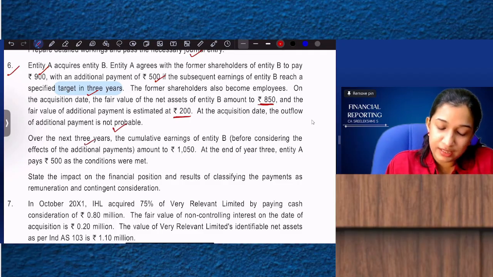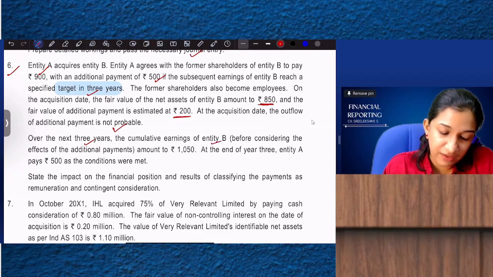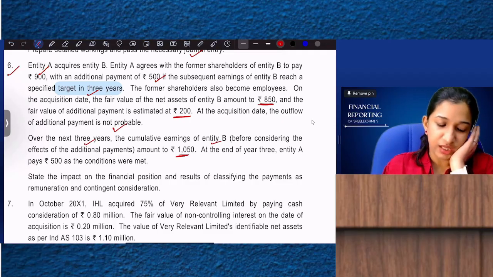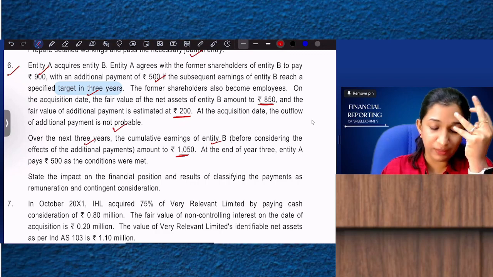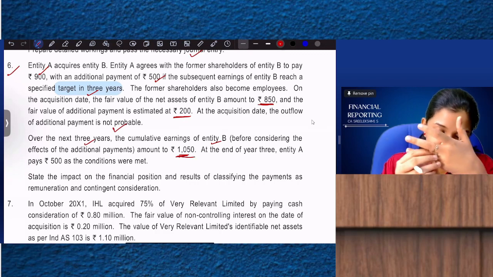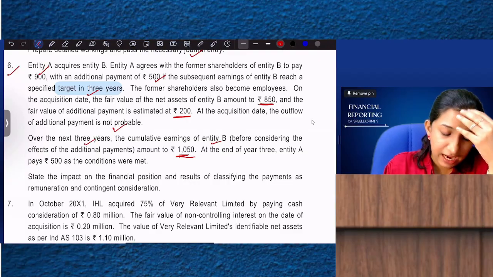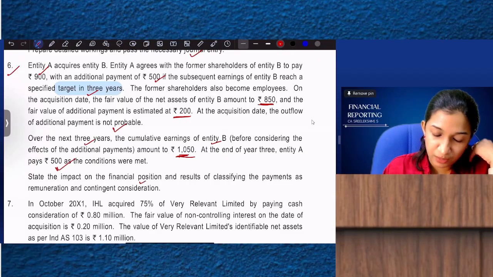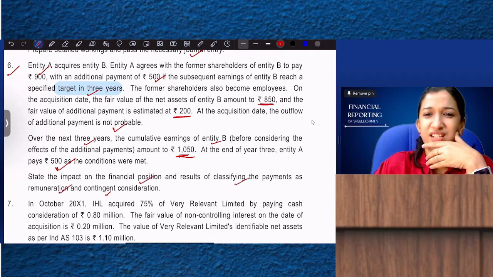Over the next 3 years, the cumulative earnings of B, before considering the effects of additional payment, amount to 1,050. So 1,050 is the cumulative earnings. At the end of year 3, entity pays 500 as the conditions were met. State the impact on the financial positions and results of classifying the payment as remuneration and contingent consideration.